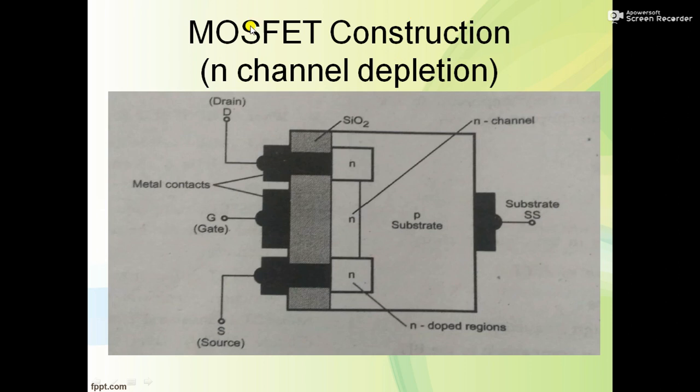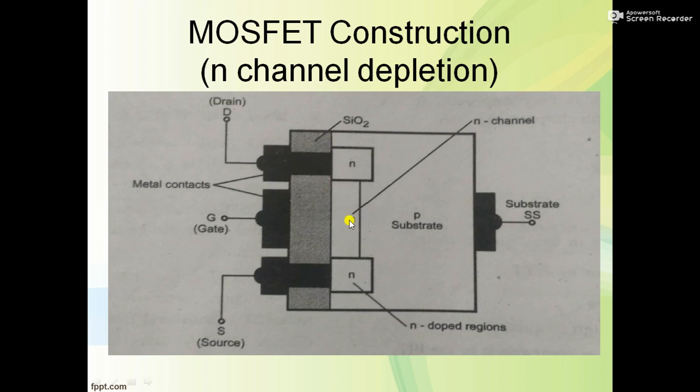Next we'll move to the construction of the MOSFET. In the construction of the MOSFET, I will explain the first type of MOSFET, that is the depletion type of MOSFET. Again, in the depletion type of MOSFET, there are N channel depletion and P channel depletion. Now I am explaining the construction of the depletion type of MOSFET with N channel depletion.